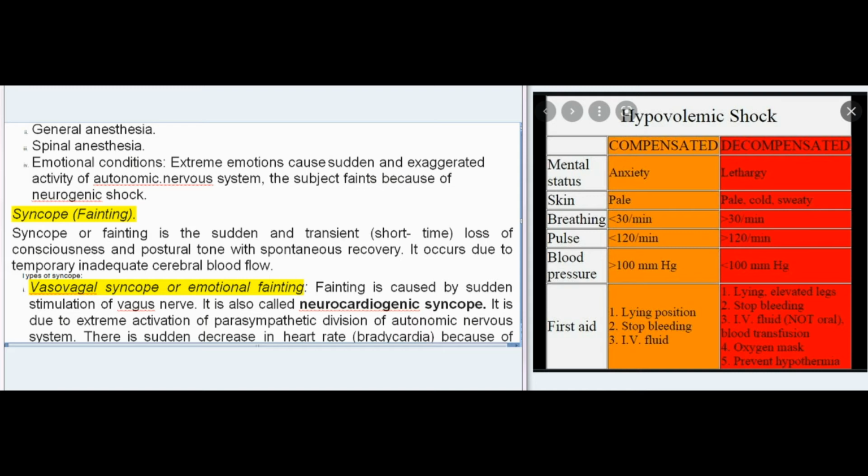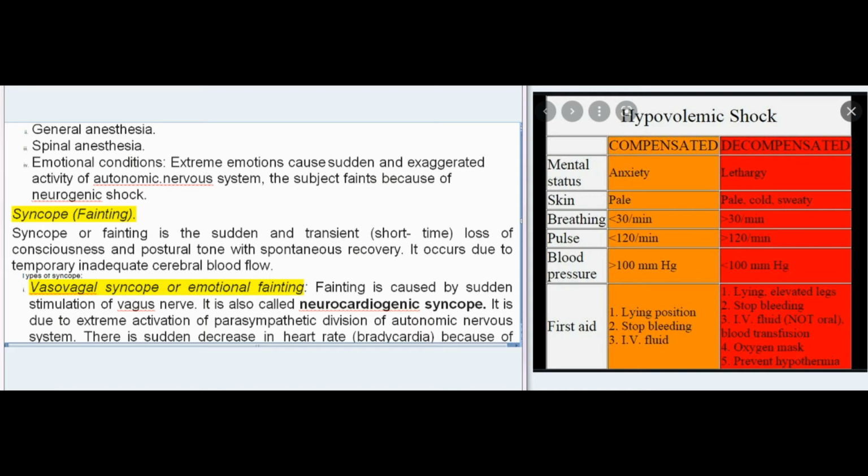Syncope, fainting. Syncope or fainting is the sudden and transient, short time, loss of consciousness and postural tone with spontaneous recovery. It occurs due to temporary inadequate cerebral blood flow. Types of syncope: vasovagal syncope or emotional fainting. Fainting is caused by sudden stimulation of vagus nerve. It is also called neurocardiogenic syncope.